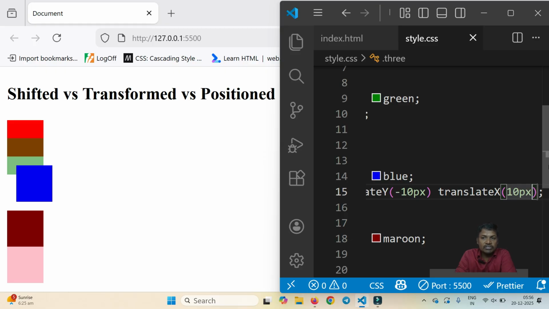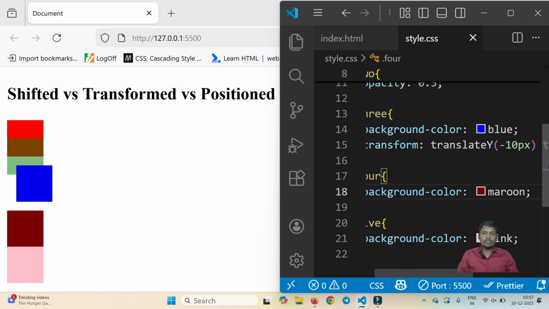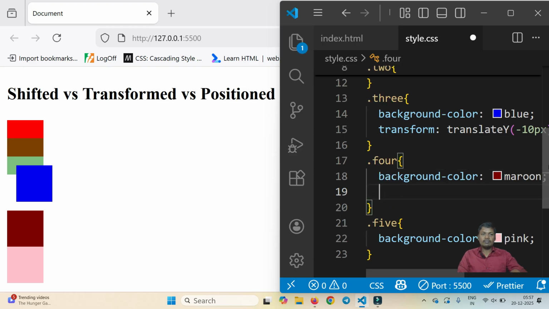Normal and shifted element: this is important. The shifted element overlaps the normal element, but the transformed element overlaps the normal and shifted elements. But this is not real overlap, because they are still in the normal document flow. They still occupy space in the normal document flow. They have not left it. Okay, now we use the position property, fourth, the maroon element.